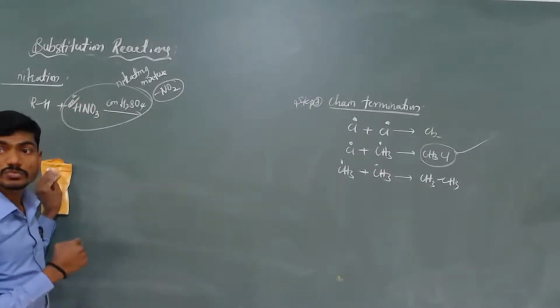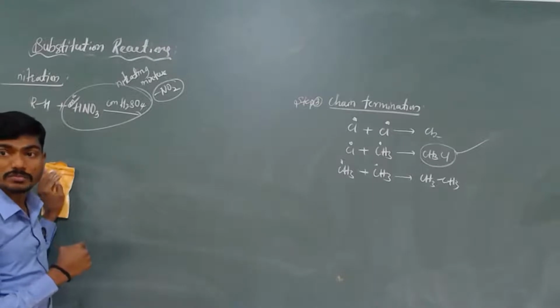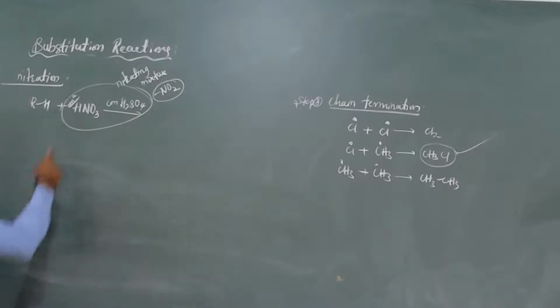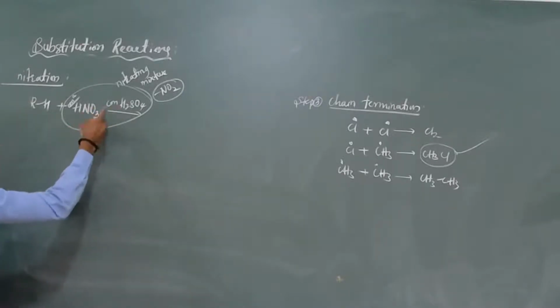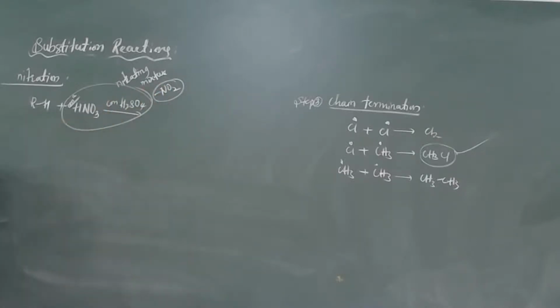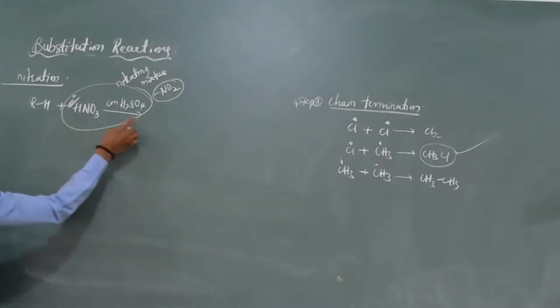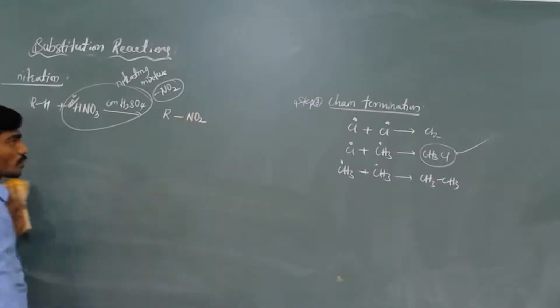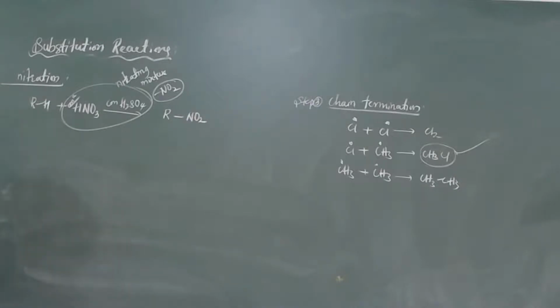Decarboxylating agent? Soda lime. Its composition? NaOH plus CaO, calcium oxide. So here it is the nitrating mixture. From H2SO4 and HNO3, NO2 is generated in this reaction. So this NO2 replaces hydrogen, and nitroalkanes are the product.